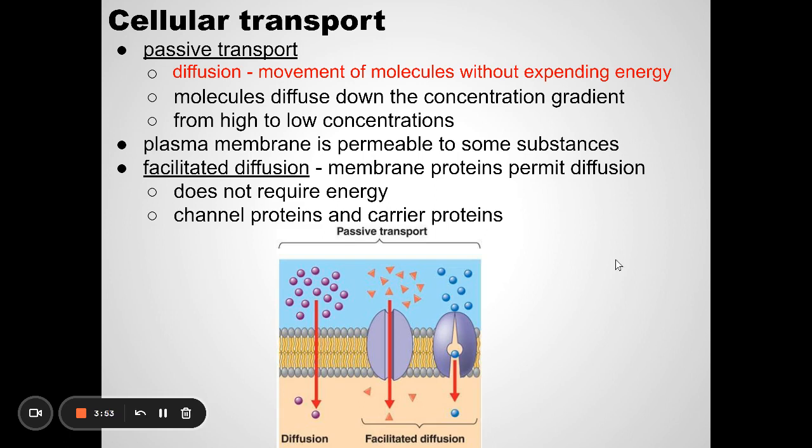Facilitated diffusion is the same thing as diffusion, but there's a protein. You can see this protein here is kind of acting as a tunnel, because these molecules can't just go through the cell membrane. They have to go through this special membrane protein in order to get through. It still doesn't require energy, so it's still an example of passive transport, but it does need this protein to help it happen. It's facilitated, or helped, by these proteins.